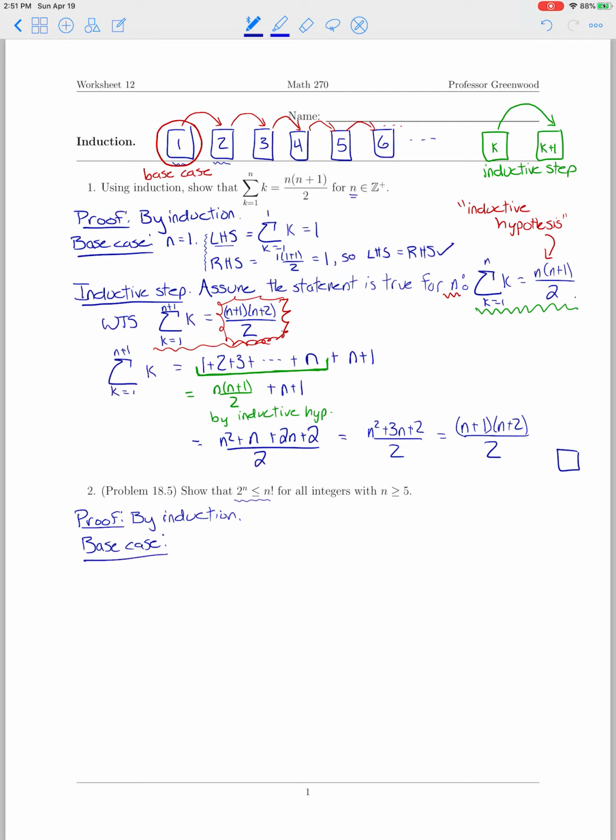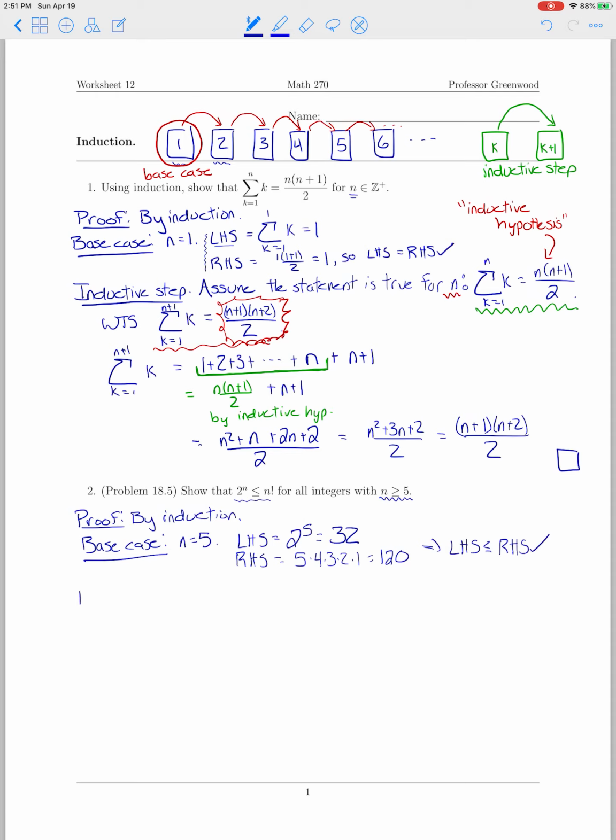And so the base case here is the smallest n value. In this case, I want that to be n equals 5. Here, the left-hand side is equal to 2 to the 5th, which is 2, 4, 8, 16, 32. And then the right-hand side is equal to 5 factorial, which is 5 times 4 times 3 times 2 times 1, which is 20 times 3 is 60 times 2 is 120. And so in this case, the left-hand side is less than or equal to the right-hand side, which is what I wanted to show.